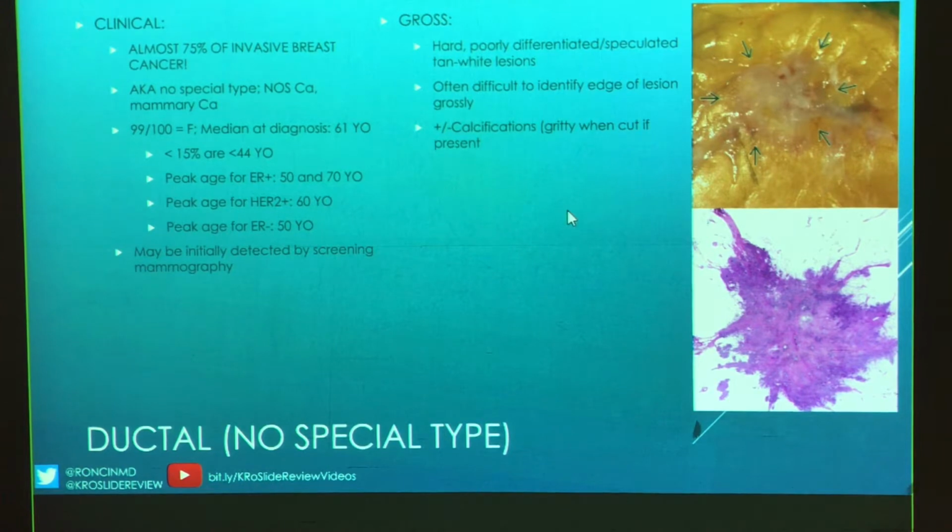Lower thresholds to treat. Okay, grossly, they're going to be spiculated, irregular, usually tan white. Sometimes they're a little yellow, but they're not going to be as yellow as the surrounding fibroadipose. If they have calcifications in them, they'll have that really gritty feeling to them, and they will go through your blades like crazy. Here's a nice, probably 2x photo of invasive ductal.